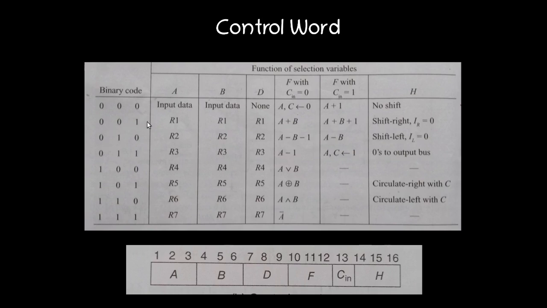Then for 0 0 1, A plus B will be the operation, and 0 1 0, A minus B minus 1. This is A plus B complement, and 0 1 1, A minus 1, or decrement operation, will be performed. And if you are making Cin equal to 1, then 0 0 0 indicates A plus 1, or increment operation, and 0 0 1 indicates addition with carry, and 0 1 0 is subtract operation, and 0 1 1 this is also a transfer operation.